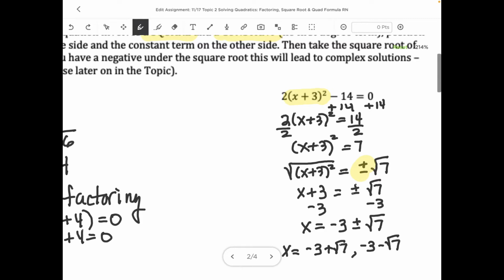If you were to input negative 3 plus root 7 into your calculator, you would get a decimal. And that decimal is classified as an irrational number because it is non-repeating. So it's a non-repeating decimal, and it is non-ending. Sort of like pi. Pi is an irrational number. It is non-repeating, and it never ends.